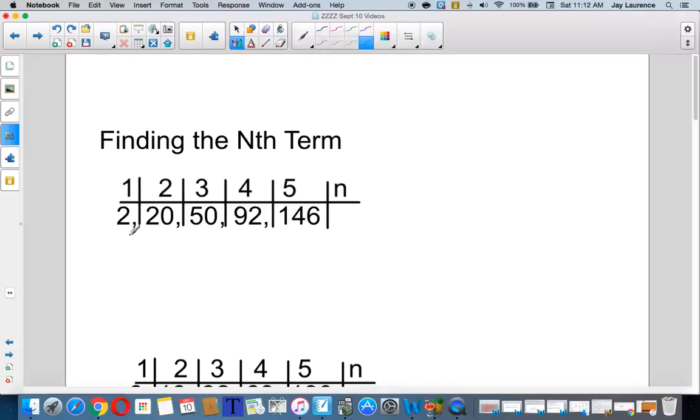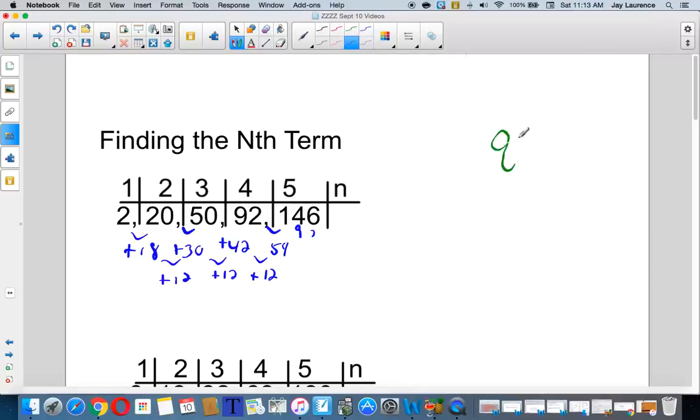Let's go ahead and find our first differences. I've already made my table. So we got plus 18, plus 30, and plus 42. And I think I know what this one is already. Subtract 96, and that's going to be 54. It's definitely not linear because the first differences don't match. Plus 12, and plus 12. Look at that, it's quadratic. I'm going to label it quadratic so I don't forget to.